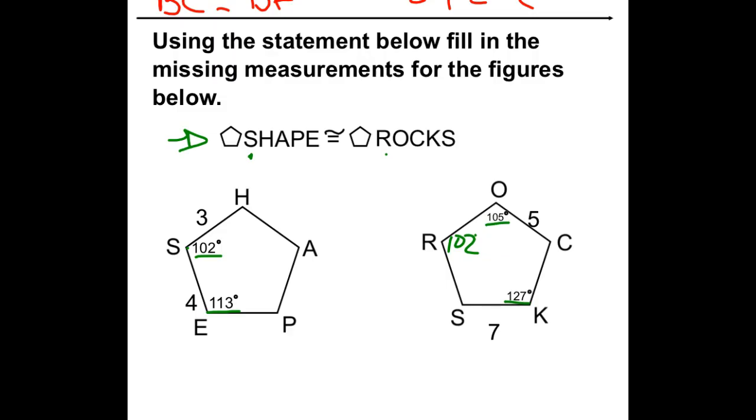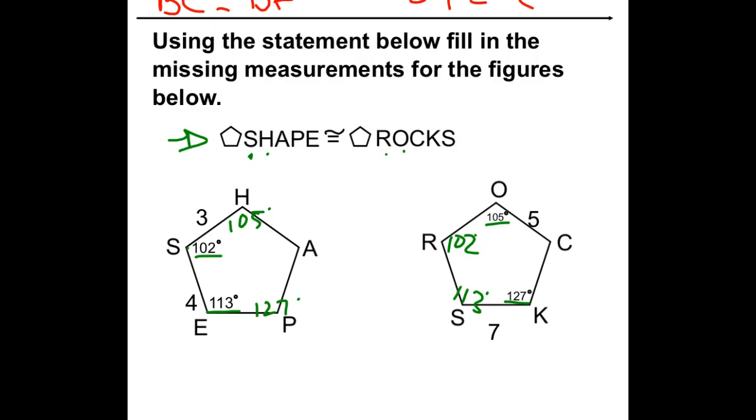So I can copy that 102 degrees over. Then I look at H and O. H has nothing, but O has 105, so I'm going to bring that 105 degrees over. A and C, I can do the same thing. There's nothing on either of those, so I'm going to leave those 2 blank. P and K, K's got 127, so does P. And then E and S, E's got 113, so does S. So that's how we line up the angles.